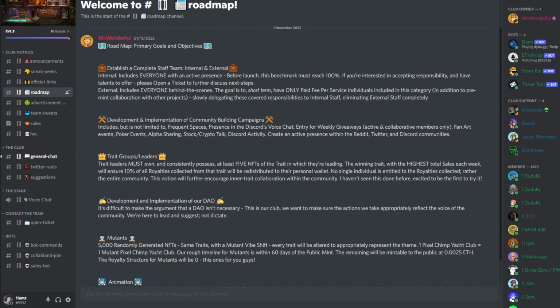But moving on to trade group leaders, the trade leaders must own and consistently possess at least 5 NFTs of the trade in which they are leading. The winning trade with the highest total sales each week will earn 10% of all royalties collected from that trade, which will be distributed to their personal wallet. So that is pretty cool. No single individual is entitled to the royalties collected, rather the entire community. So pretty cool. They have a lot of information about the trade group leaders there.